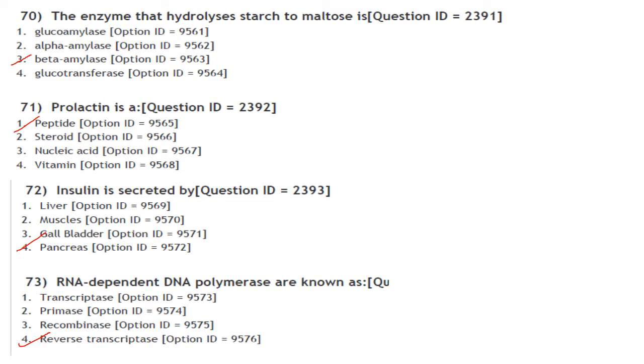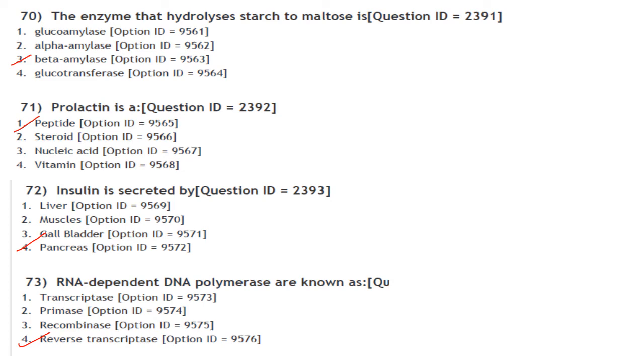Then prolactin is a peptide. Option 1. Insulin is secreted by the pancreas. Option 4. All these are just direct questions. RNA dependent DNA polymerase. So the DNA polymerase here is dependent on the RNA. So from RNA it is converting it to DNA. So naturally it is reverse transcriptase.